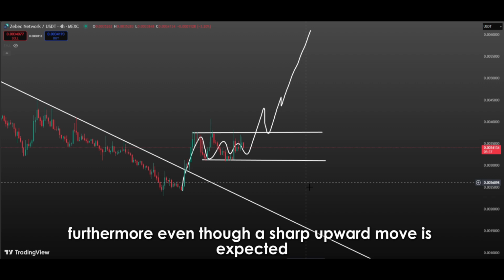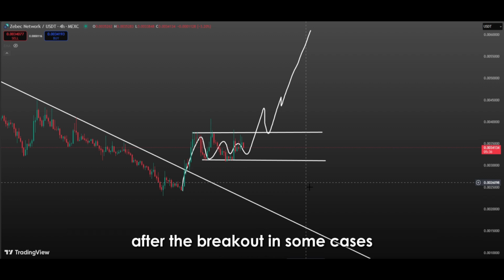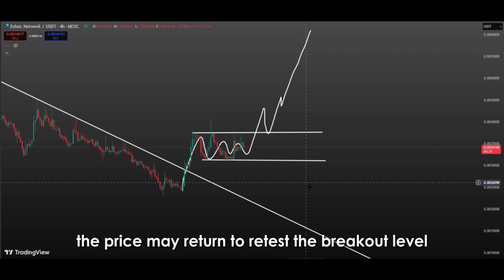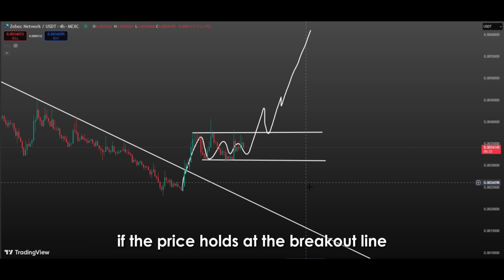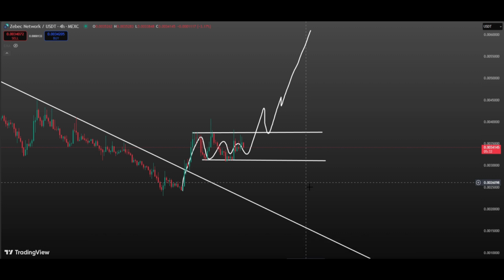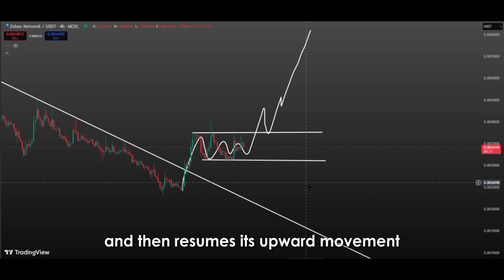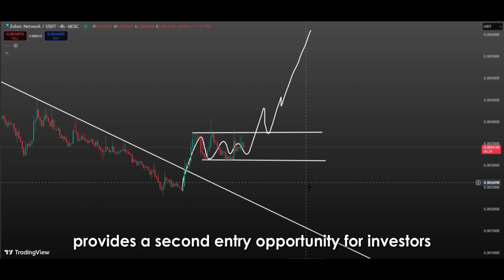Furthermore, even though a sharp upward move is expected after the breakout, in some cases, the price may return to retest the breakout level. This is known as a retest in technical analysis. If the price holds at the breakout line during the retest and then resumes its upward movement, this confirms the strength of the pattern. In many cases, this retest zone provides a second entry opportunity for investors.